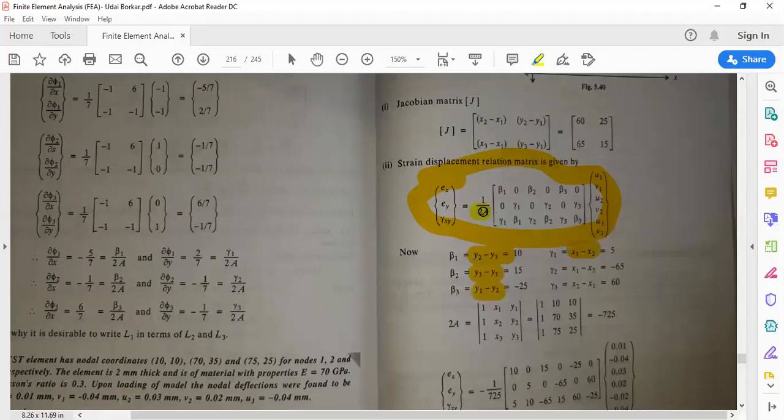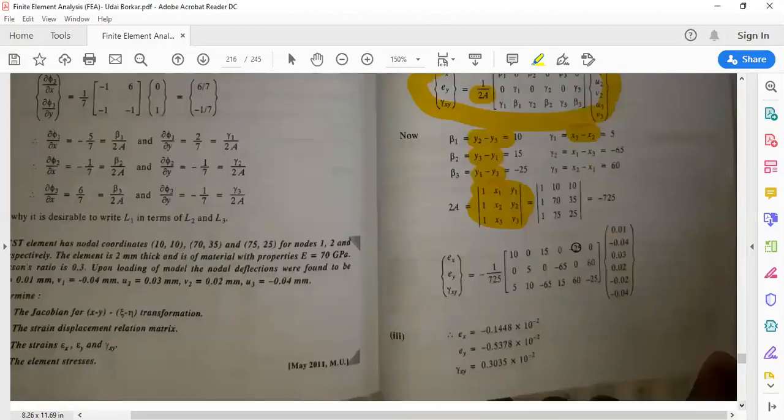Then 2A you will calculate using the determinant formula. The determinant formula is [1 x1 y1; 1 x2 y2; 1 x3 y3]. So 2A you can calculate. Okay, so you put all these values in the strain displacement matrix. You will get strain in x, strain in y, and strain in xy. After doing the calculation, you will get the values. As we know, strain doesn't have a unit, so we will not write any unit over here. Okay, so clear? Strain displacement relation matrix.